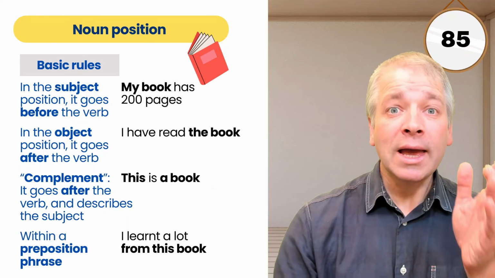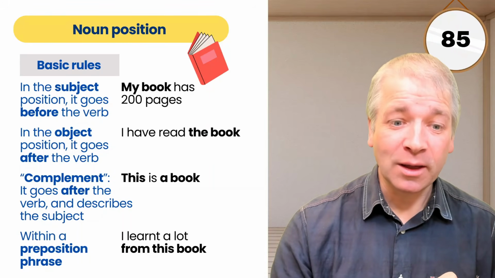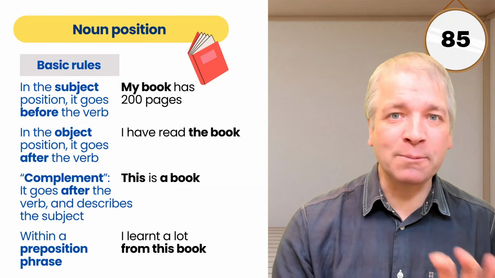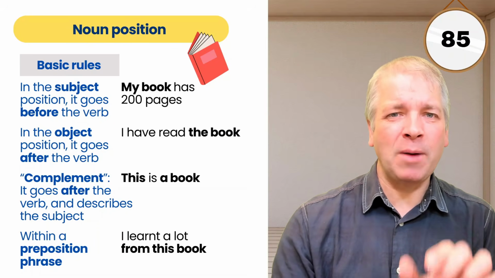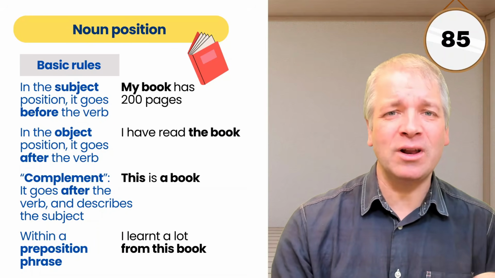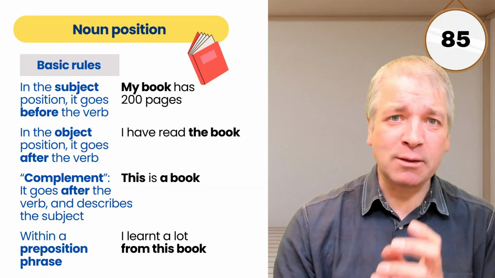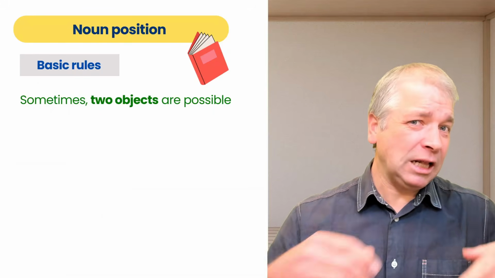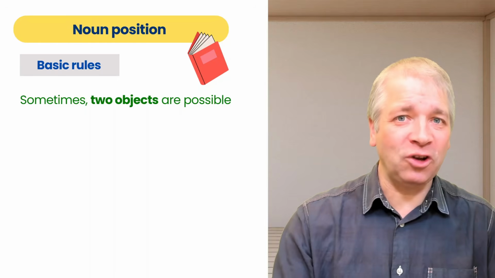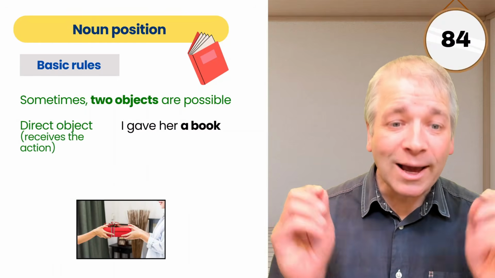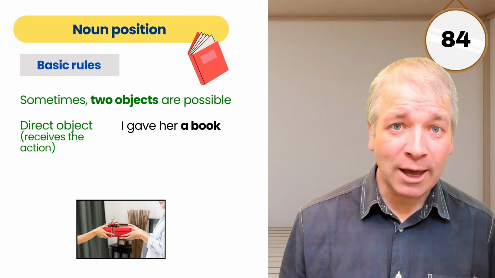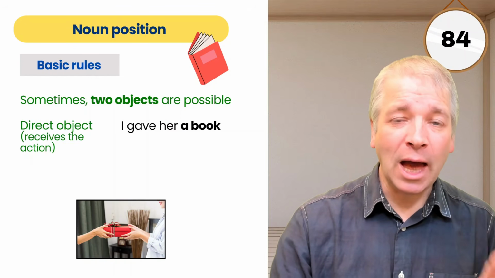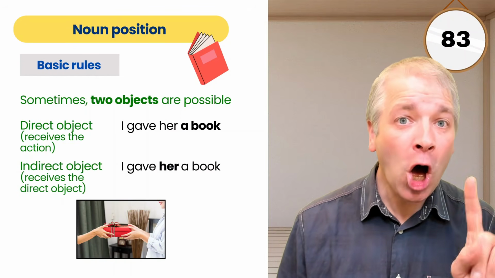And also in a preposition phrase. I learnt a lot from this book. From this book is a preposition phrase: from, the preposition, and then the noun phrase this book. Other basic rules include where we have two objects. For example, I gave her a book. Here we have two objects. We have a book and we have her.